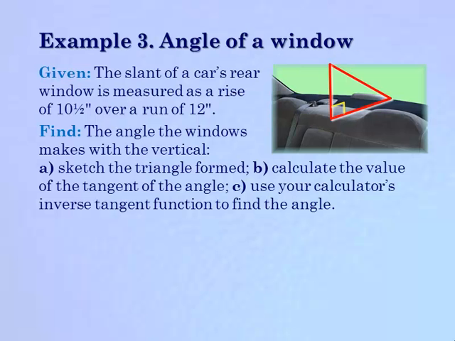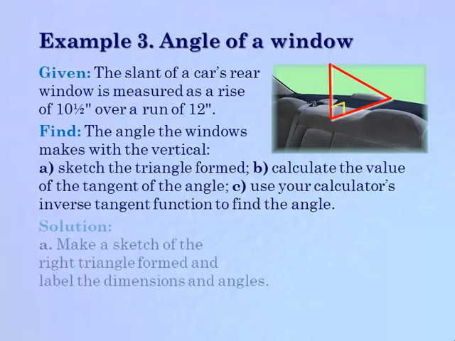So if we can measure that the rise is 10.5 inches and the run is 12 inches, we need to find the angle that the window makes with the vertical. The first thing we'll be asked is to sketch the triangle and calculate the value of the tangent of the angle, and we need to use our calculator's inverse function to find the measure of the angle.